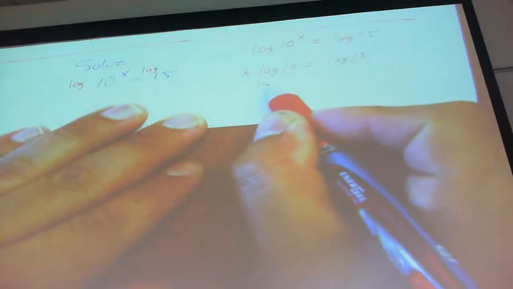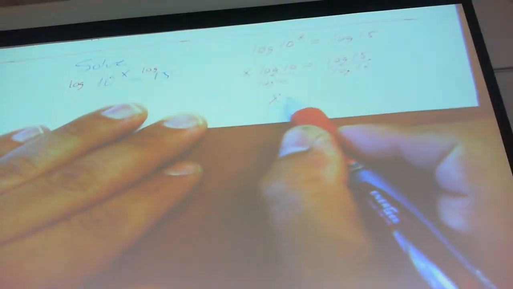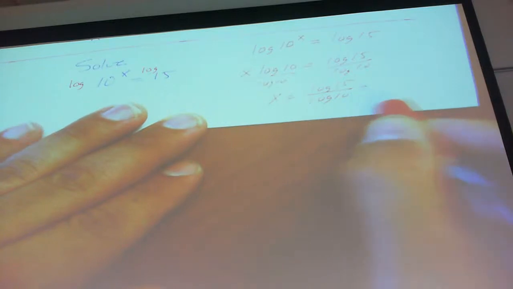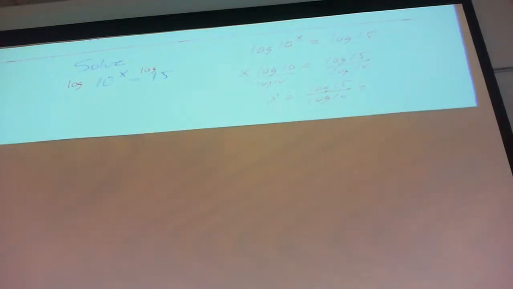But even if you didn't notice that, divide by log base 10, x equals log of 15 divided by log of 10. Plug that into the calculator. Practice the button.